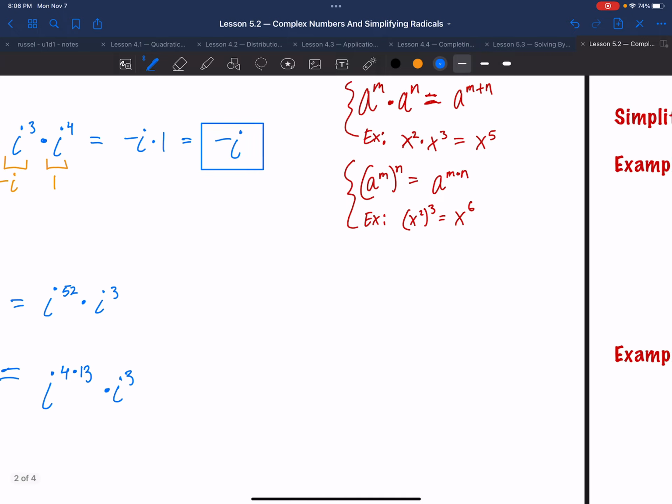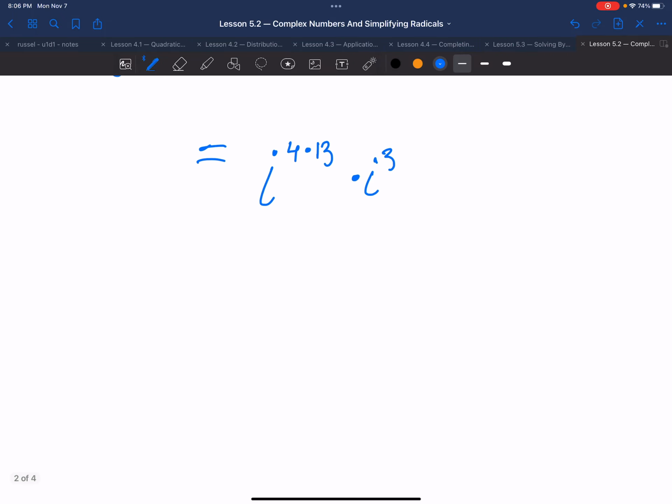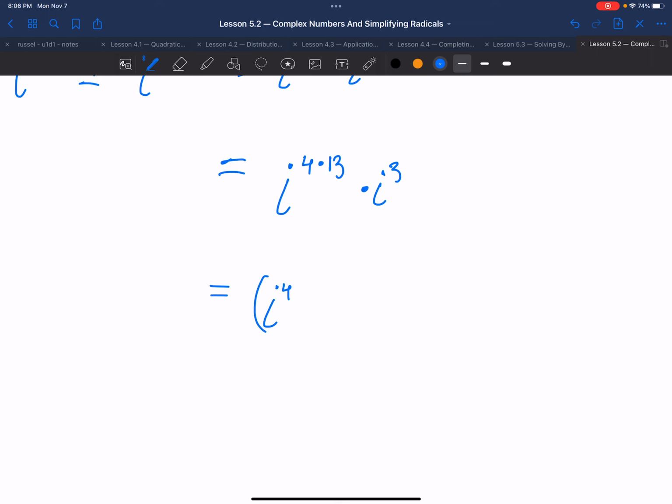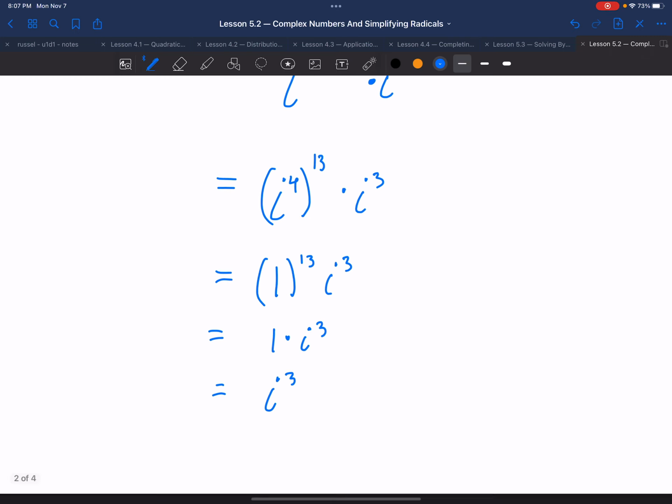But using the second rule, a to the m times n, this expression can be written as i to the power of 4 raised to the power of 13, since those exponents are being multiplied. And then this is times i cubed. But of course, i to the power of 4 is 1. So this is 1 to the 13 times i cubed, which is just 1 times i cubed, which equals i cubed, which we said equals negative i.